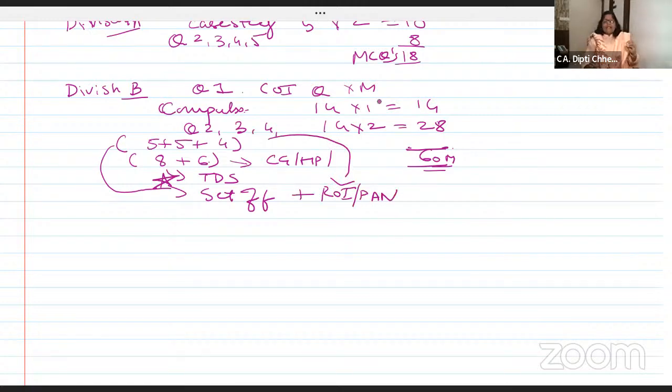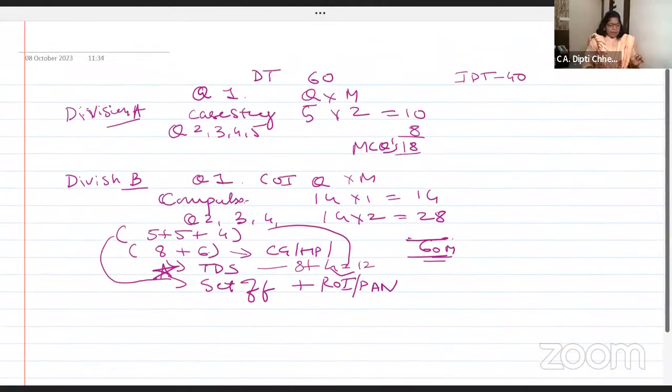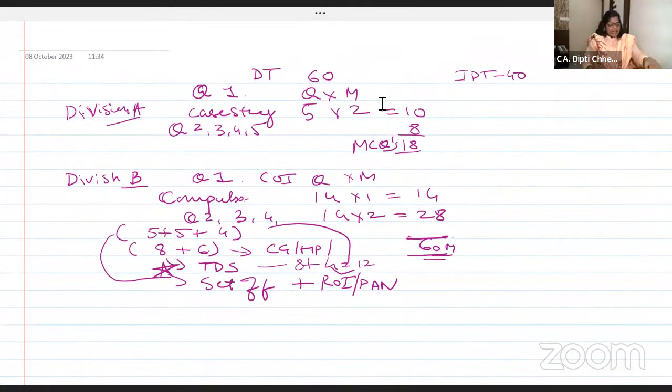See, many times I've seen students do so much hard work for 5 heads of income and they ignore it. TDS 8 marks, return of income. Your 12 marks are done right there. Return of income and PAN card definitely comes. One bit they will ask somehow. Any doubt in the paper pattern for the direct taxes?